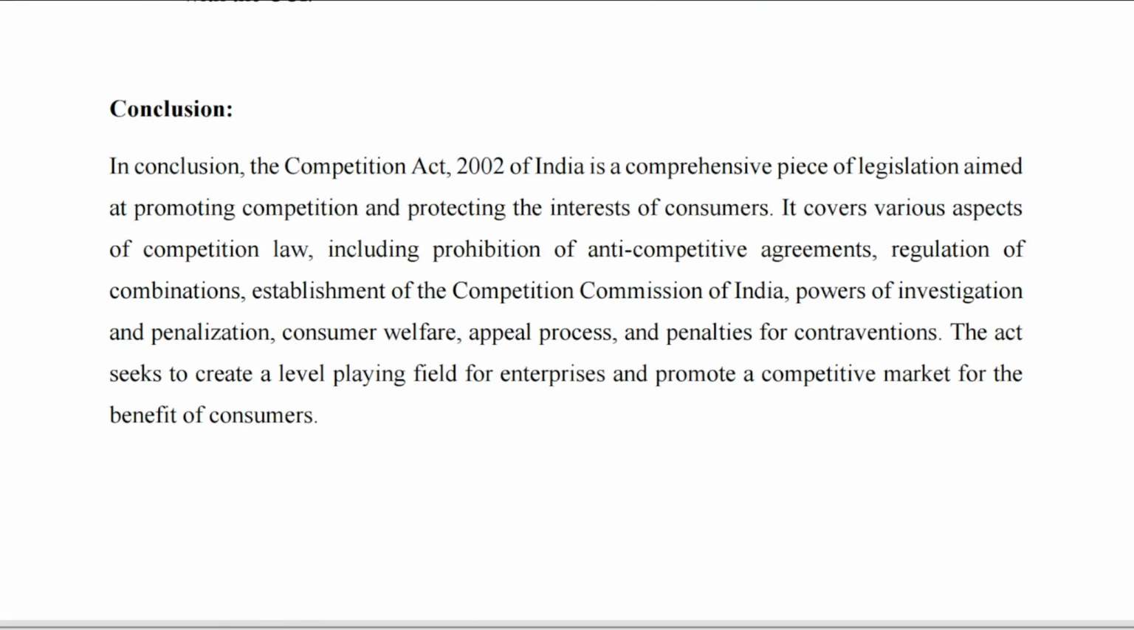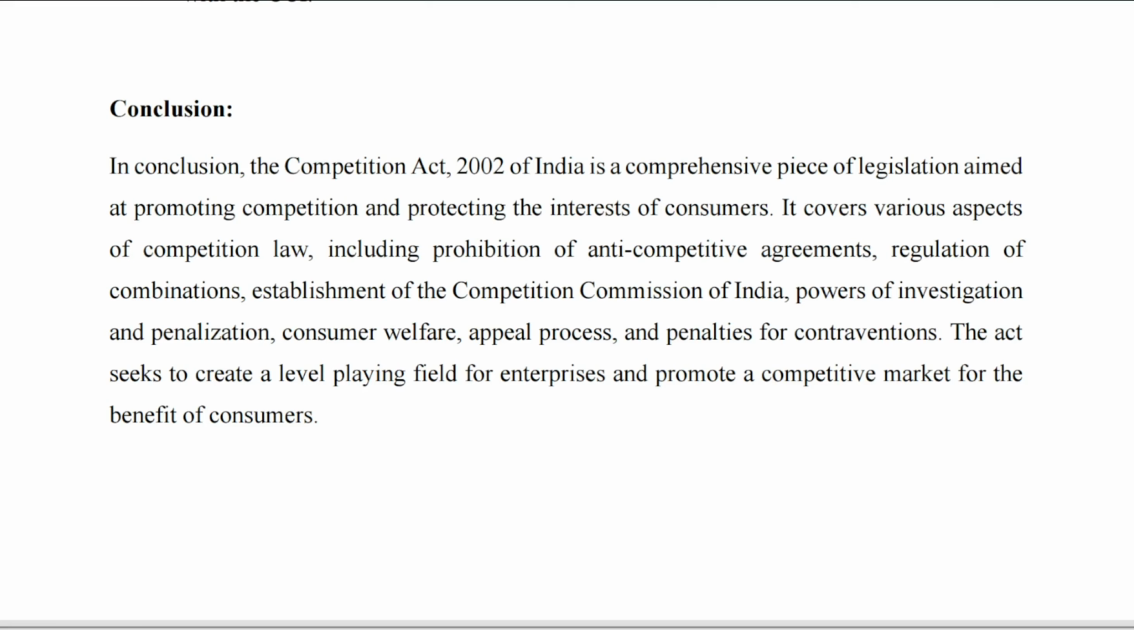Conclusion. In conclusion, the Competition Act 2002 of India is a comprehensive piece of legislation aimed at promoting competition and protecting interests of consumers. It covers various aspects of competition law, including prohibition of anti-competitive agreements, regulation of combinations, establishment of Competition Commission of India, power of investigation and penalization, consumer welfare, appeal process, and penalties for contraventions.